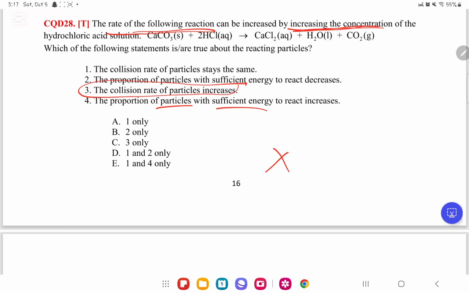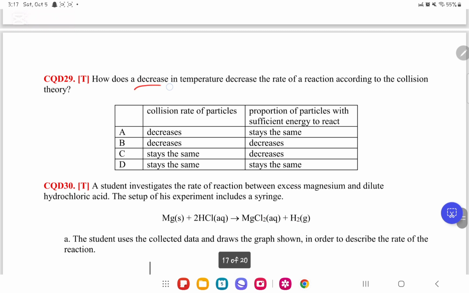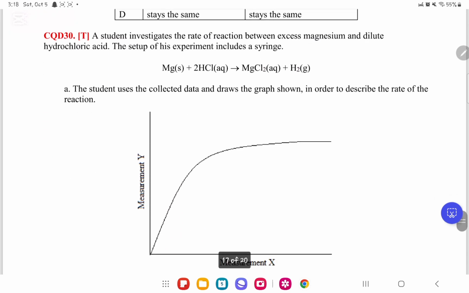So it's all about the keywords. Here we increased the concentration. Definitely the energy of the particles wasn't increased, instead the collision rate increases. Whereas here, we're decreasing the temperature, so the collision will decrease because the proportion of particles with sufficient energy will decrease. So that's CQD number 29.